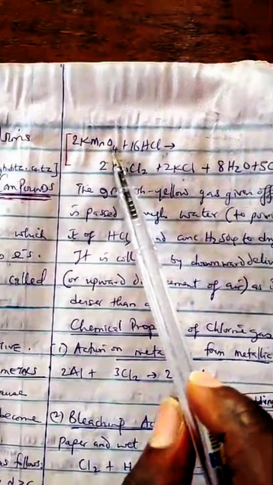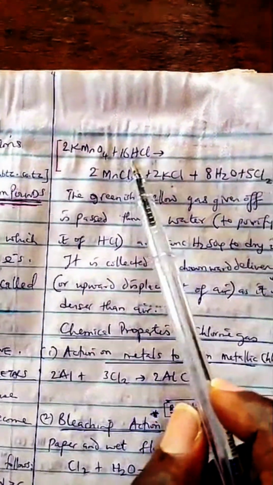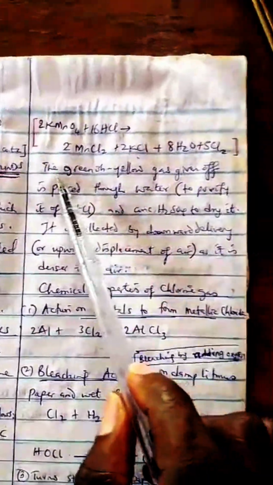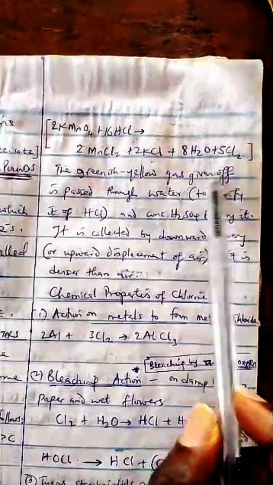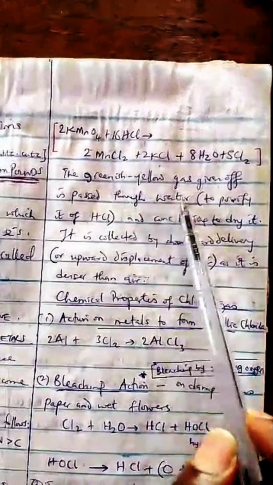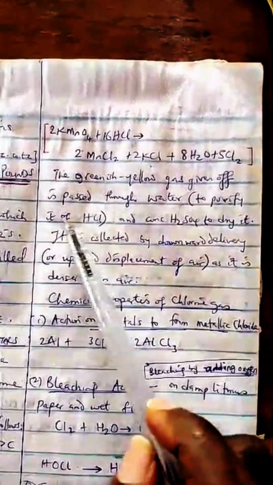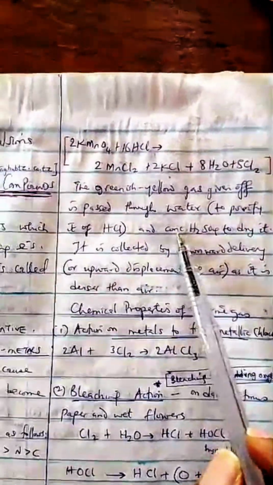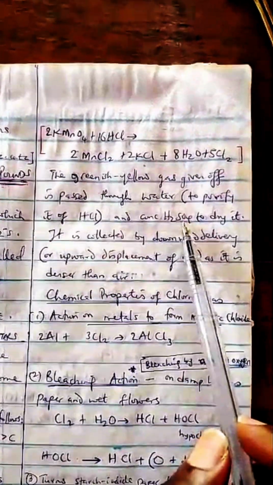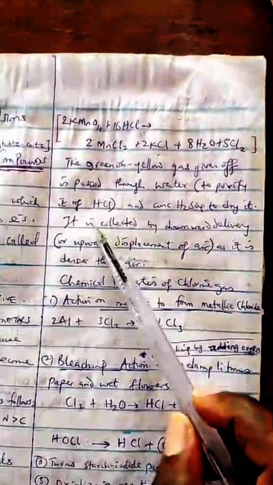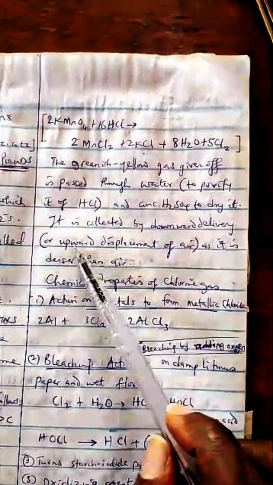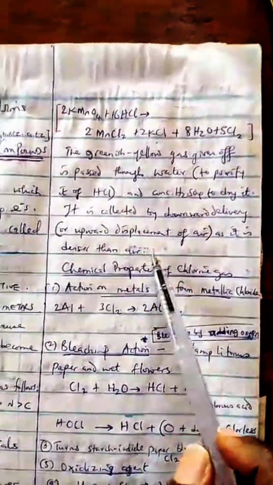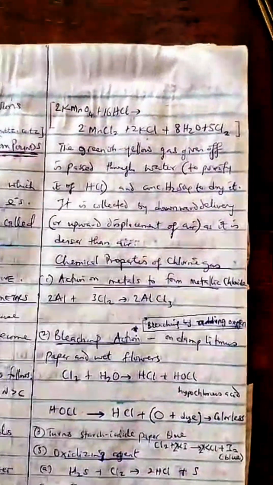Potassium permanganate plus hydrochloric acid gives chlorine, which is a greenish yellow gas. The gas is passed through water first to purify it of hydrochloric acid, and concentrated tetraoxosulfate(VI), sulfuric acid, to dry it. It is collected by downward delivery, or upward displacement of air, as chlorine is denser than air. Next we'll look at the chemical properties.